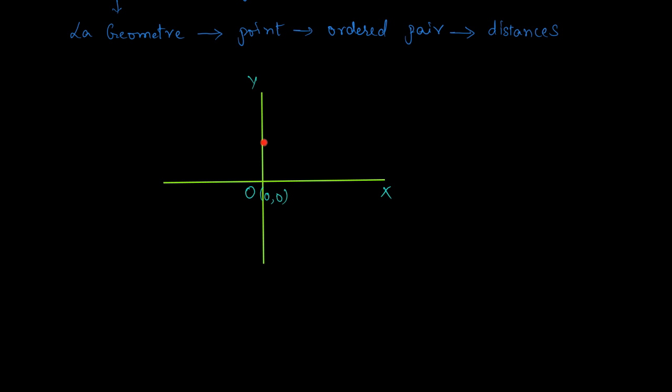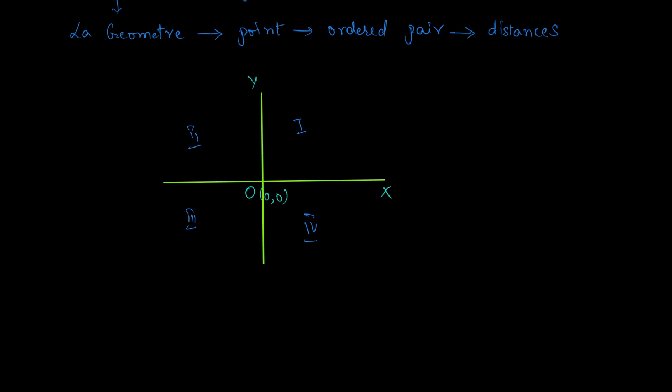Now, because of the intersection of these two axes, this plane can be divided into 4 parts. And these 4 parts are called quadrants. They are numbered as: this is your first quadrant, this is your second quadrant, this is your third quadrant, and this is your fourth quadrant.